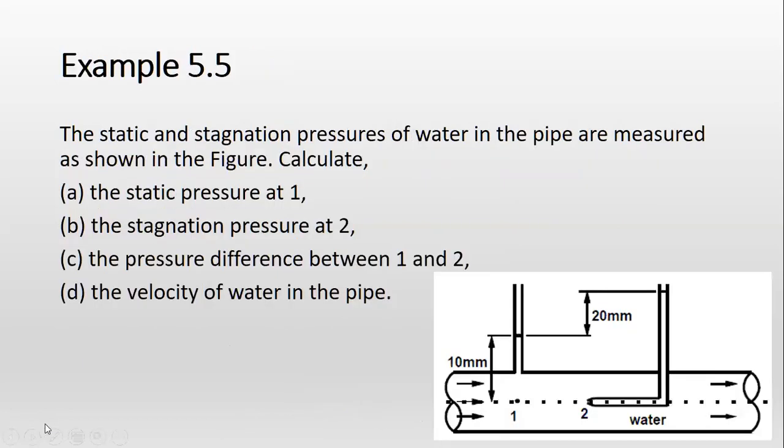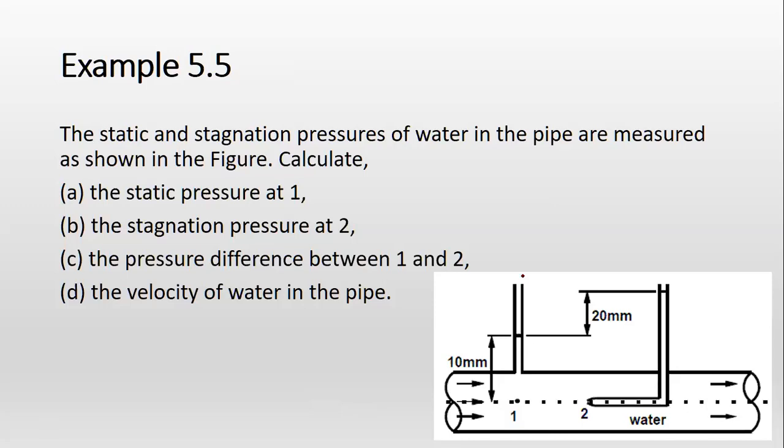Okay, so let's look at one example, example 5.5. So we have this water pipe. We are asked to calculate the static pressure at 1, the stagnation pressure at 2, the pressure difference between 1 and 2, and the velocity of the water in the pipe. So this example will reinforce what I've just said.